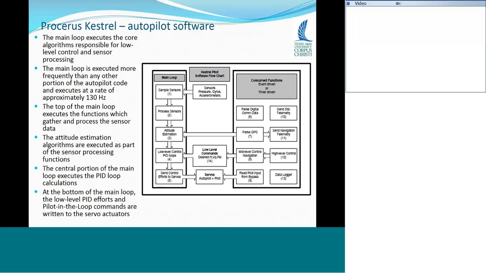And then there's a data logger, which just basically records all the stuff and saves it for future analysis. So you've got the main loop, which is running continuously, doing all the stuff to make sure the airplane's doing what it's supposed to be doing. Then you've got the concurrent functions, which are being executed as needed.